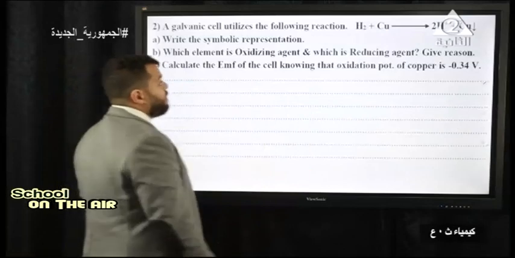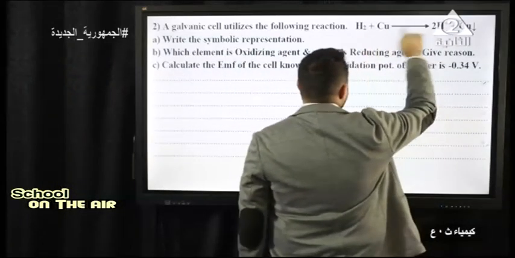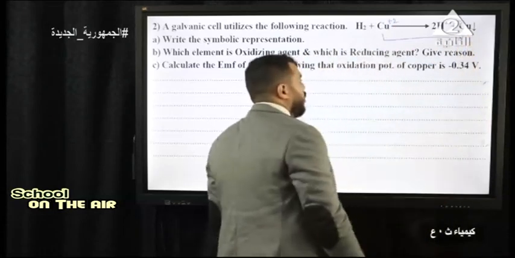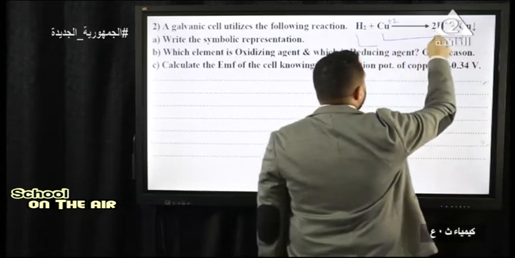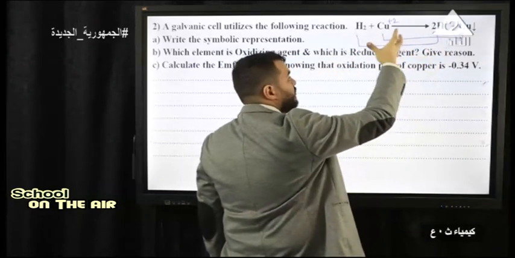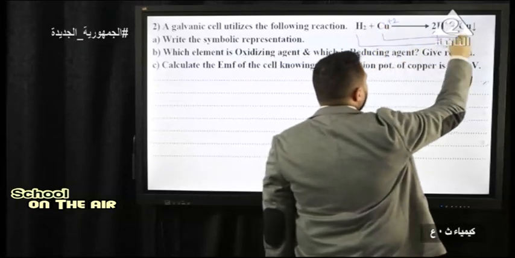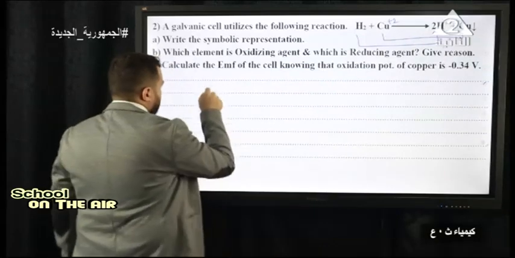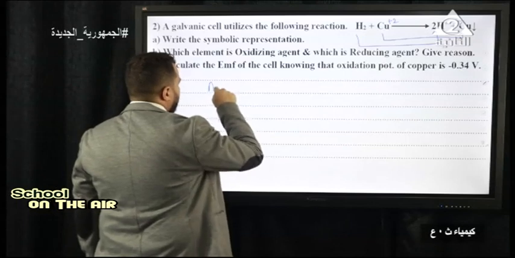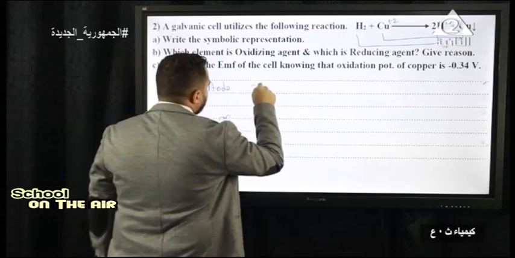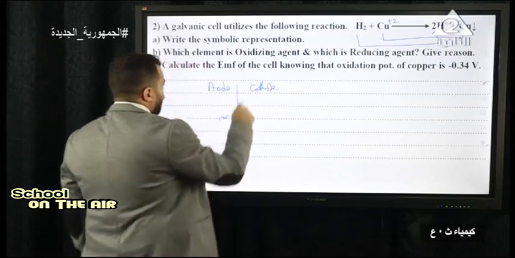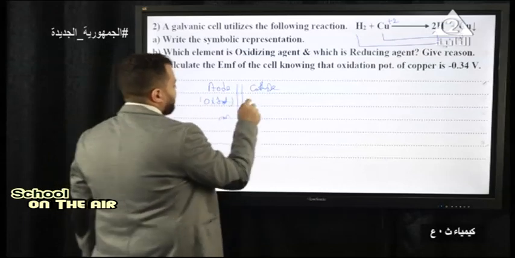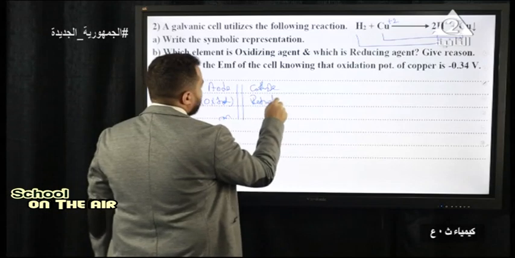A galvanic cell uses the following reaction: H2, which is changed into 2H positive, and copper positive 2, which is changed into copper 0. Okay, it's clear that one of them is oxidized and the positive charge is increased, and the other is reduced and the positive charge is reduced. Write the symbolic representation. Okay, we must write anode and cathode. Between them, there will be a salt bridge. At anode, oxidation takes place. At cathode, reduction takes place.